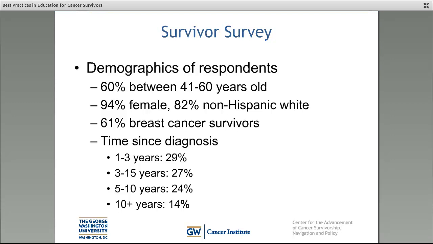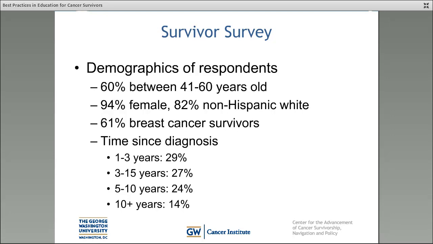So as I mentioned, we had 103 individuals complete the entire survey. As you can see, the majority were between 41 and 60 years old, female, and non-Hispanic white. And I just want to acknowledge that the lack of diversity in respondents may limit the generalizability of our survey results. Again, this shows that there is a great opportunity for future research in this area.